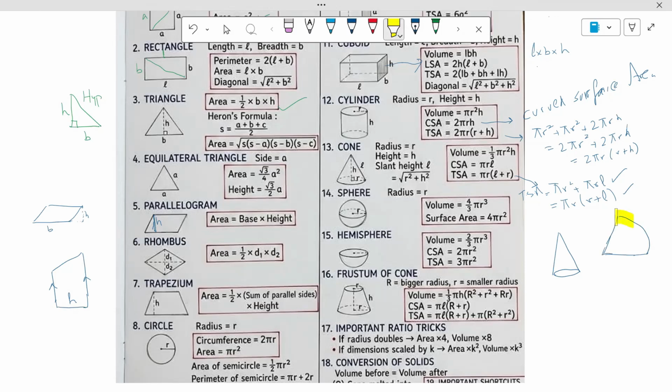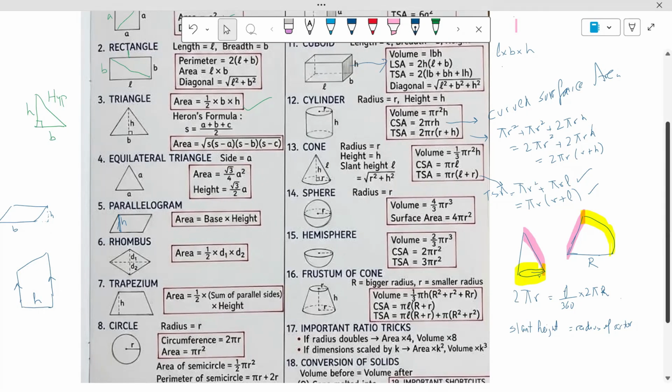Remember that arc length of a sector is equal to circumference of the base. Circumference of the base is 2 pi r, and arc length is theta over 360 into 2 pi r. Next thing which we must remember, radius of a sector is equal to slant height of the cone.